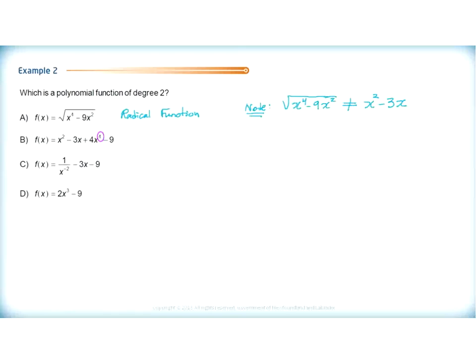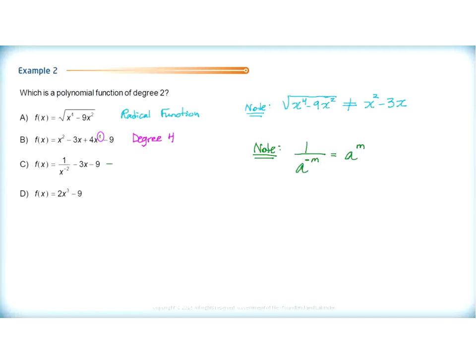So this polynomial function is of degree 4, and we're looking for a polynomial function of degree 2. For part C, you need to recall your rules for exponents. I would like you to note that 1 over a to the negative m is equal to a to the positive m in terms of your rule for exponents.